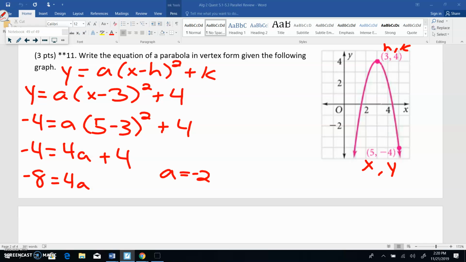Okay, after you get all 3 pieces, go ahead and sub them into the equation. So y equals -2 times (x minus 3) squared plus 4. All right, it's not too much, at least I don't think it is. But that ends actually your multiple choice section for this test.